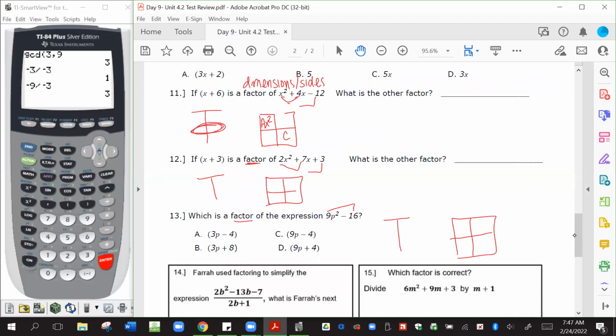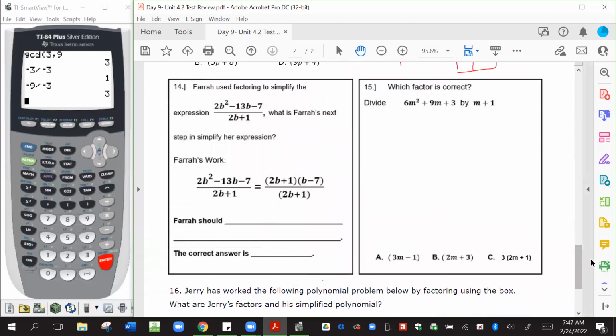All right. I'm going to scoot down to 14 and 15. Farah used factoring. What is Farah's next step in simplifying her expression? So she used factoring. She factored the top one. She got this one. Okay, so from here, what should she do? Farah should, I'm going to sneeze. Excuse me. Farah should cancel the binomial on top and bottom because they're the same. And then the correct answer would be whatever is left, which would be b minus 7.